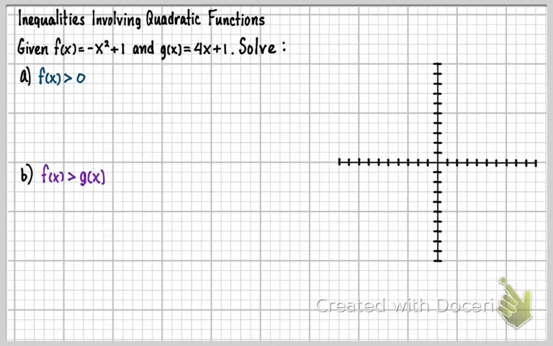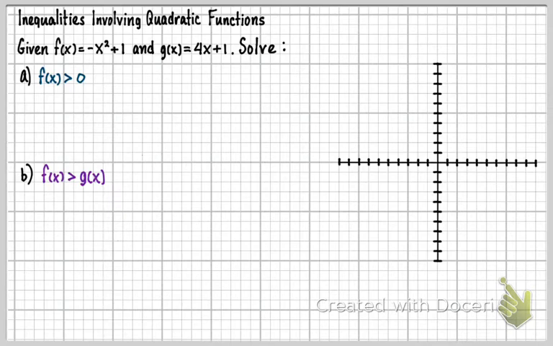Given f of x equals negative x squared plus 1 and g of x equals 4x plus 1, solve f of x greater than 0. So I'm only going to use the first one for this problem here. I'm just going to use that f of x equals negative x squared plus 1, and what I'm going to do is simply graph it.